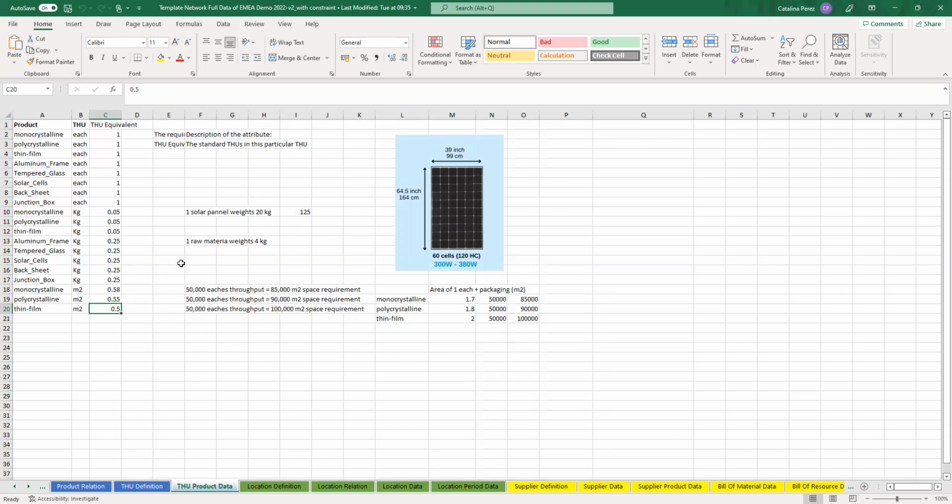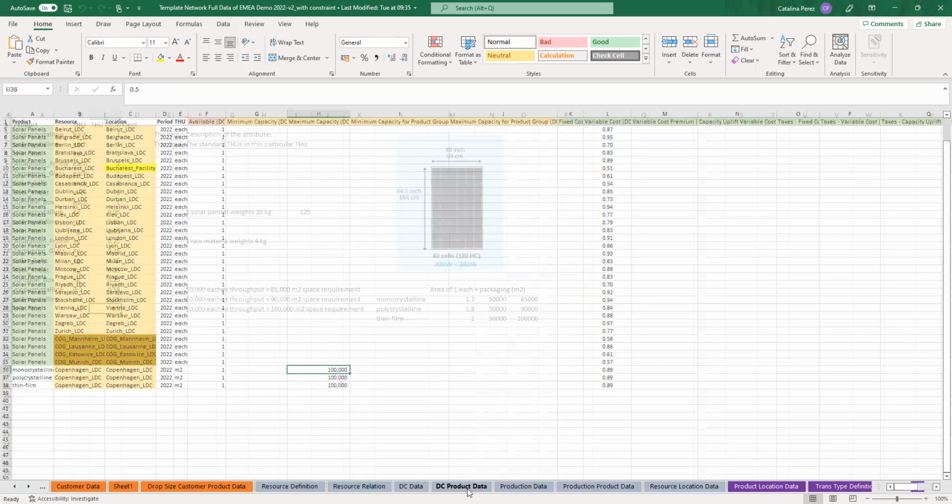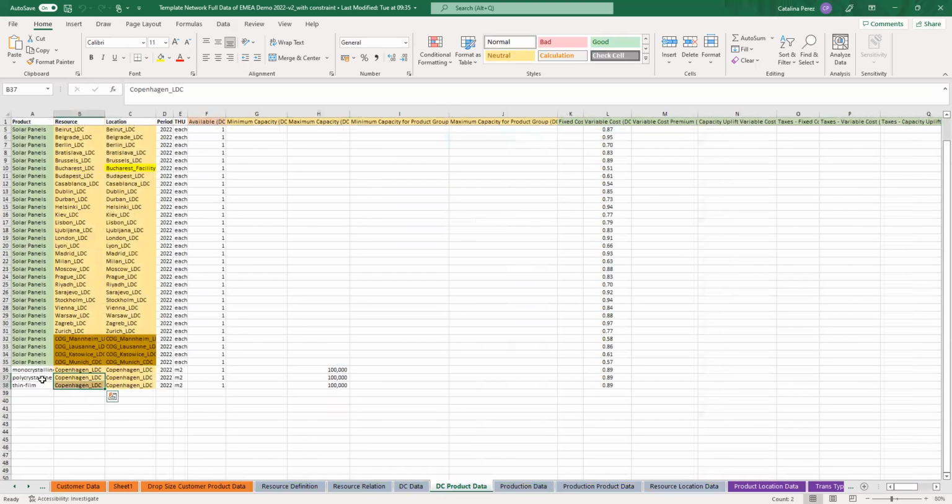Now with this information, say I want to specify the capacity of my DC, for example, in squared meters. Once you've done that, you can say, for example, for Copenhagen, for the 3 types of solar panels, my capacity in the THU column is 100,000 squared meters. Here we know already that even though the capacity is in squared meters, what the app will do is multiply it times the THU equivalent we have written down and convert it into eaches.